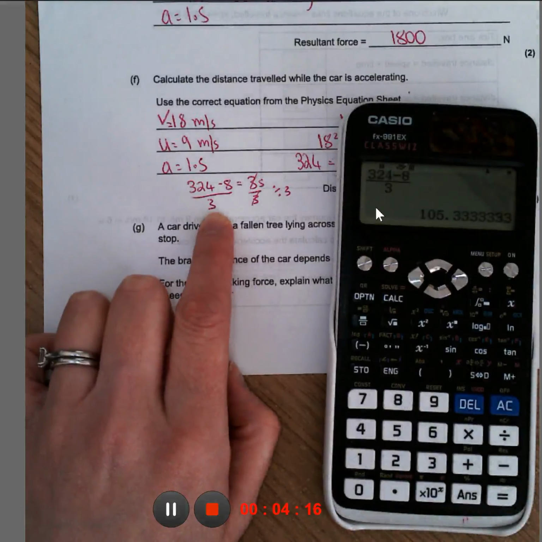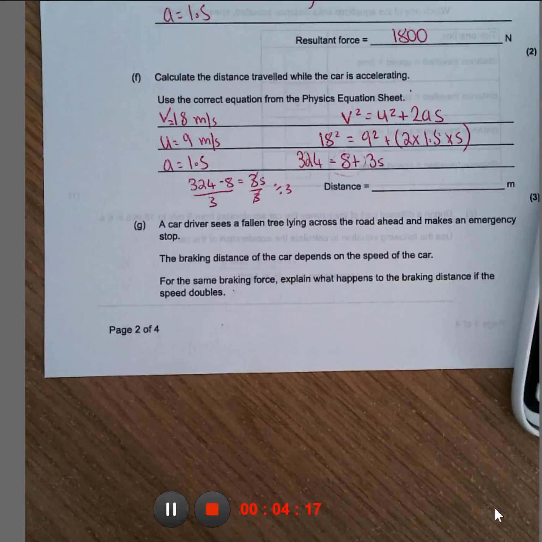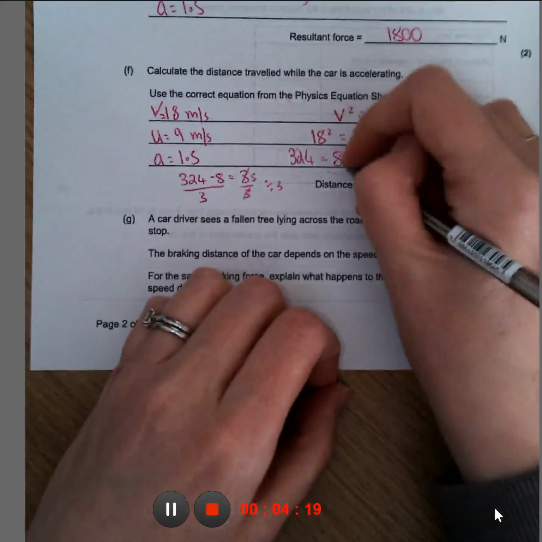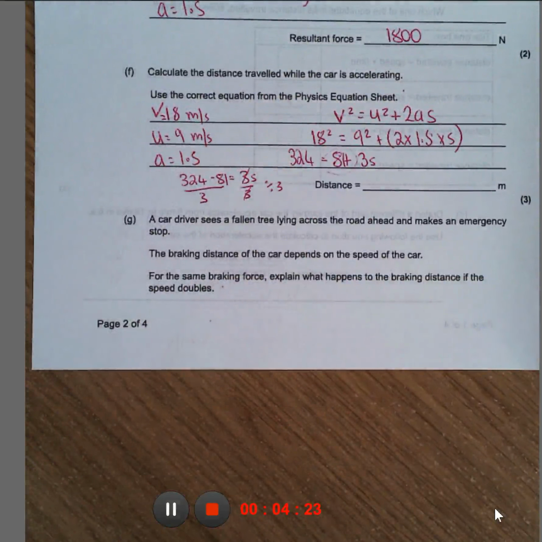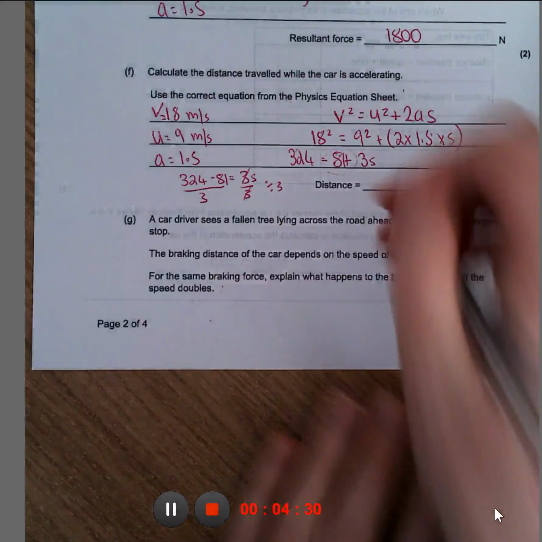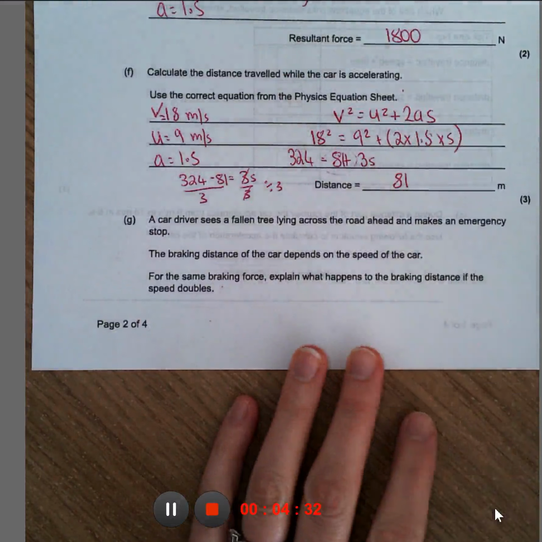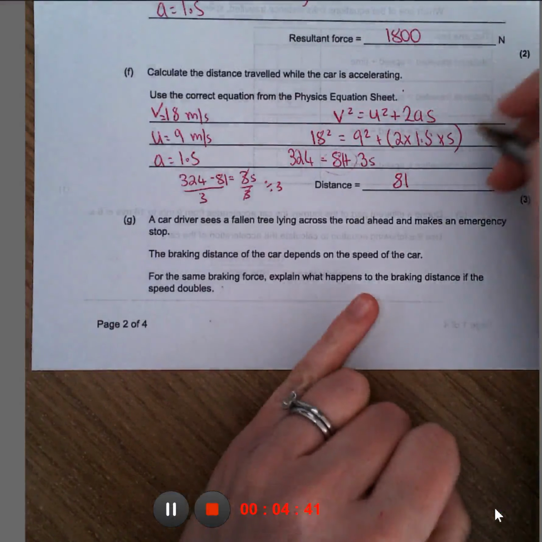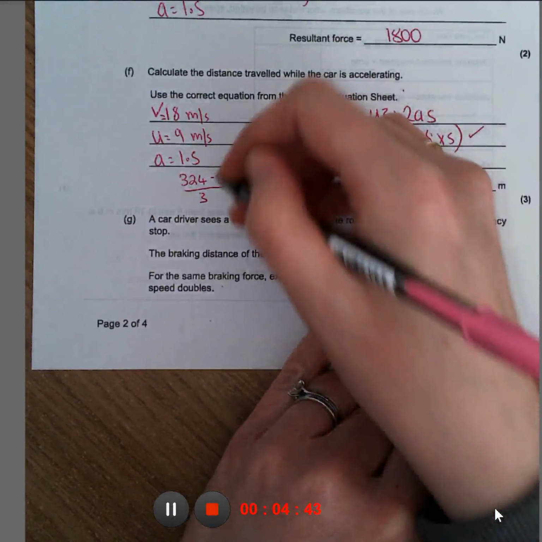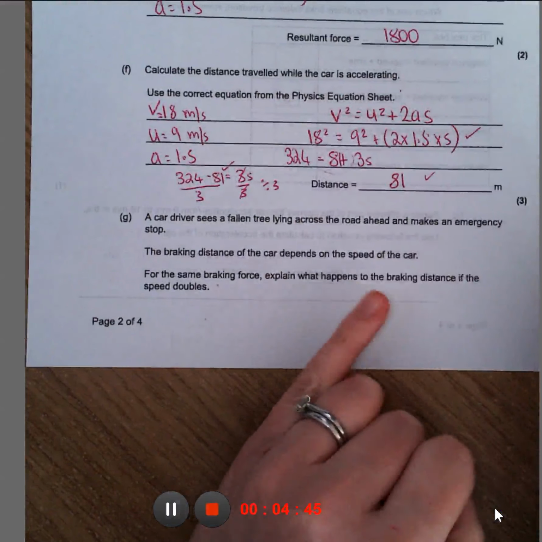Did you spot my mistake? 9 squared is 81. I did the maths right, but put 8 instead of 81 by accident. That gives us a final answer of 81 meters. So you get a mark for substituting the values in, a mark for doing this rearrangement, and then a mark for the answer.